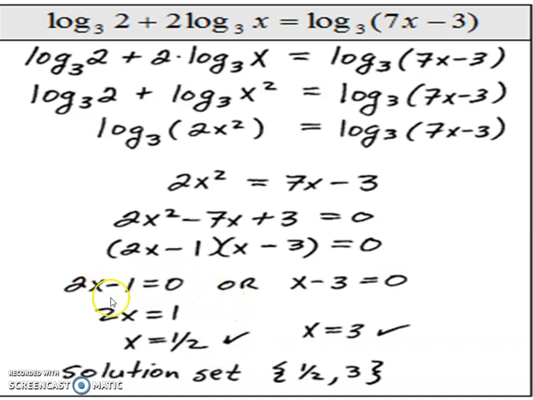Now we derive 2x minus 1 equal to 0 or x minus 3 equal to 0. Therefore 2x equal to 1, that derives x equal to 1 upon 2. Here x minus 3 equal to 0, that means x equal to 3. So we have both values, x equal to 1 upon 2 and x equal to 3, in the given example.